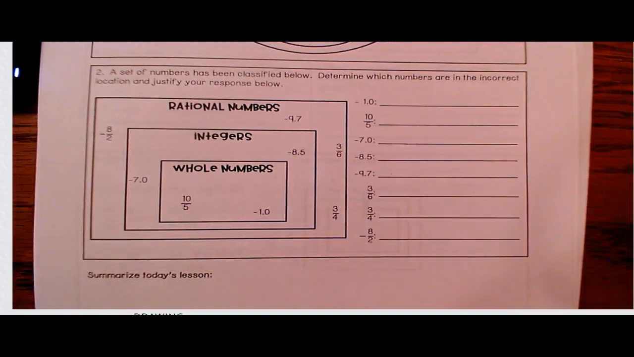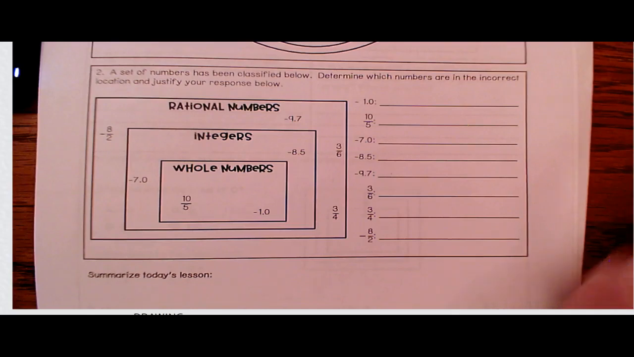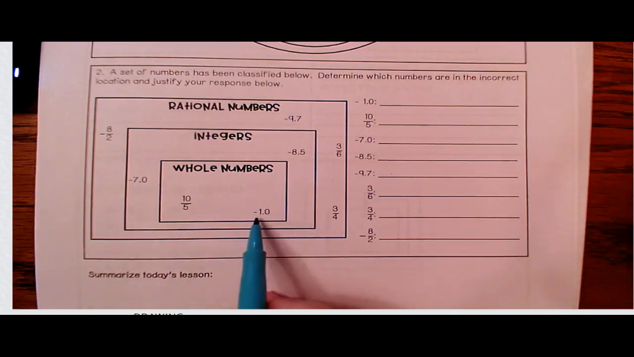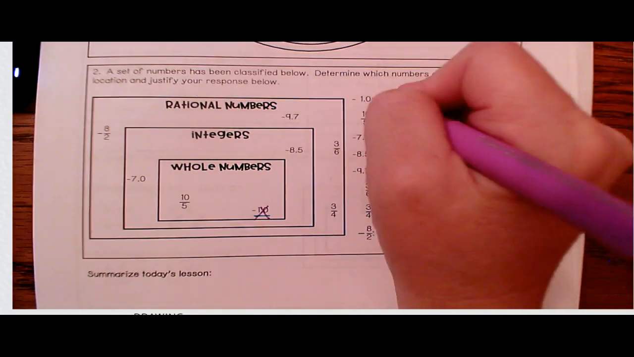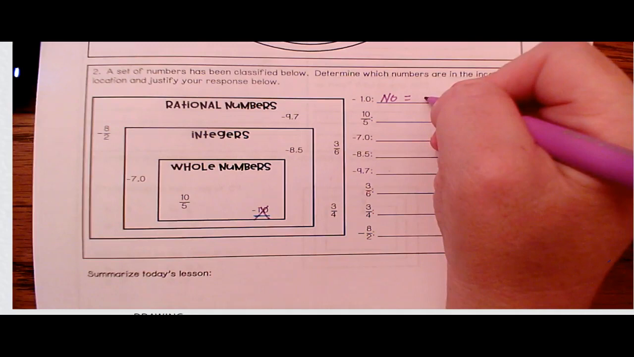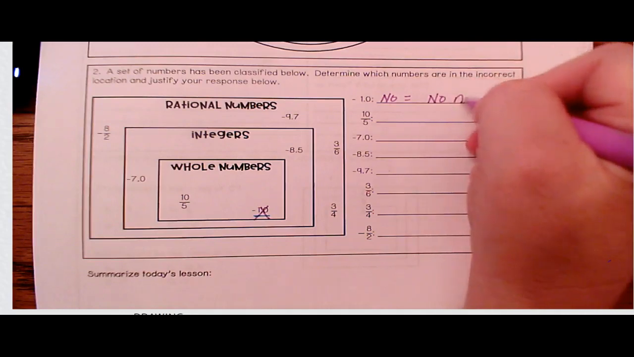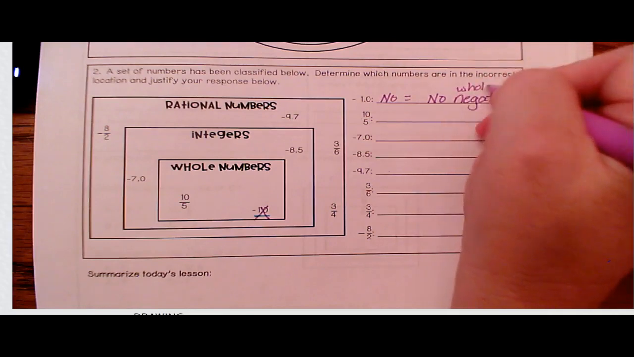So a set of numbers has been classified below. Determine which numbers are in the correct location and justify your response below. So, -1. Where is -1? -1 is right here in the whole number. That is incorrect because it cannot have negatives. So whole numbers have no negatives.